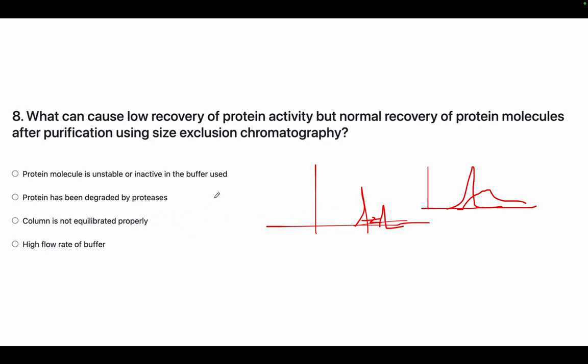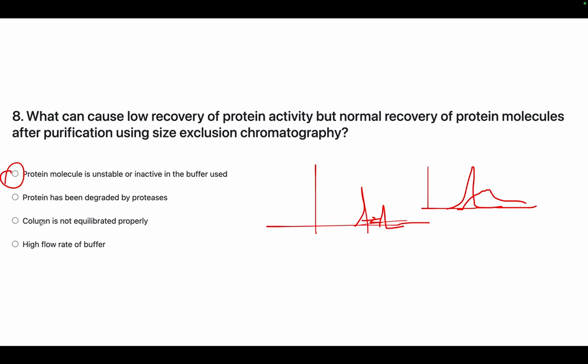Column is not equilibrated properly. If the column is not equilibrated properly, you will not get the normal SEC profile. Same thing with high flow rate of buffer. Both of these will cause a loss of resolution in the column. So you will not get the normal SEC profile in this case. So the most reasonable explanation for this is that the protein is unstable or inactive in the buffer that we used for SEC. Which is why it is very important to make sure that it is compatible with your protein.